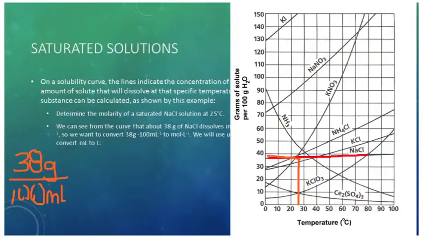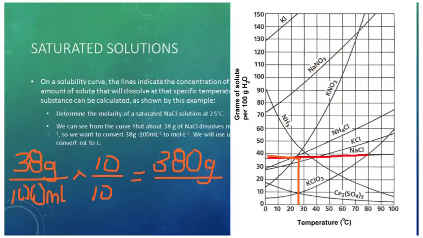To do that, we have to multiply the bottom by 10, right? Because there are 1,000 milliliters in a liter. So if we multiply 100 by 10, we get 1,000. To keep our equations balanced, we have to multiply the top by 10 as well. So that's going to give us 380 grams in 1,000 milliliters.